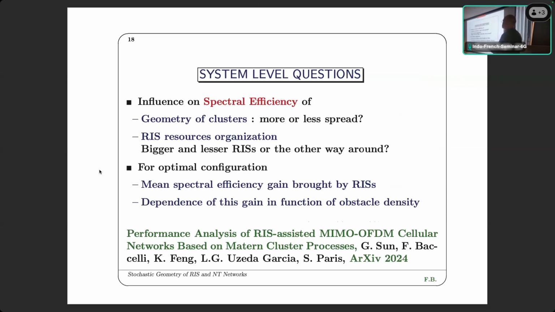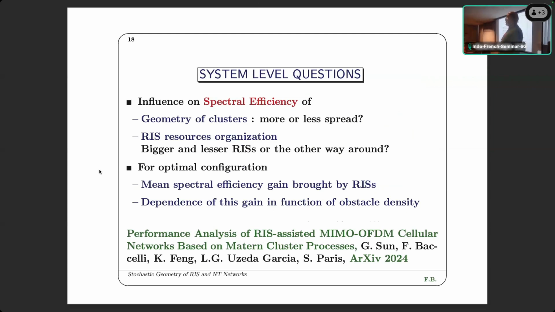But you can start, and that's what we do now, asking about the influence of geometry and parameters. You have the density of RISs, the radius of the clusters, everything, right? On spectral efficiency, right? Assume you have a certain number of elements. The elements would be the cavities which you tune in order to change the phase, right? Is it better to organize them into many small RISs or bigger RISs in lesser number? And the answer is the second, right? Because of the gain that you have from beamforming, it's better to have fewer RISs with more elements, for a reasonable range of parameters.